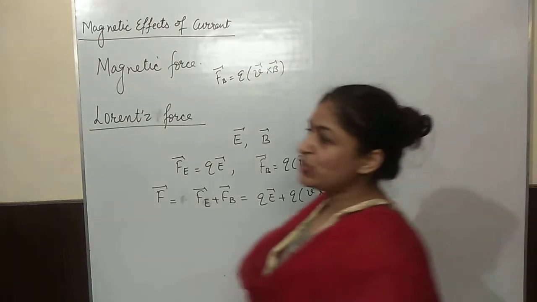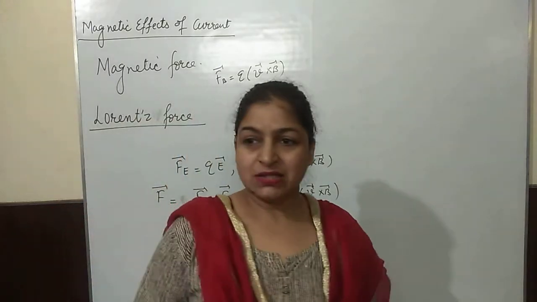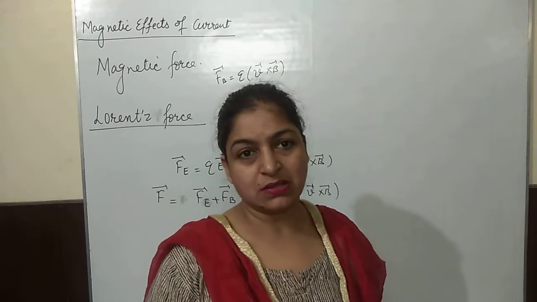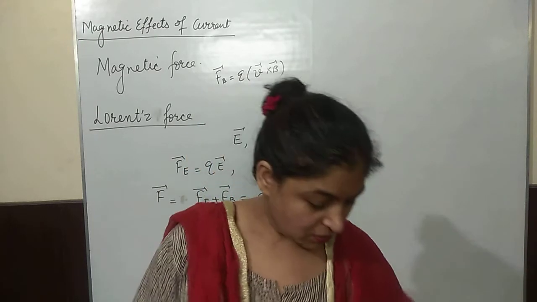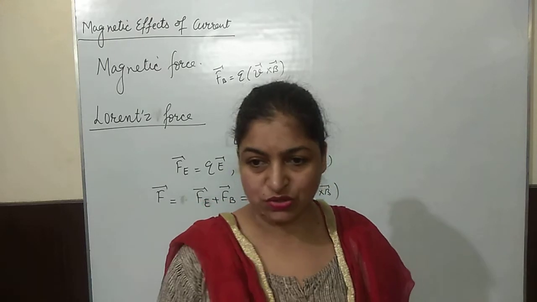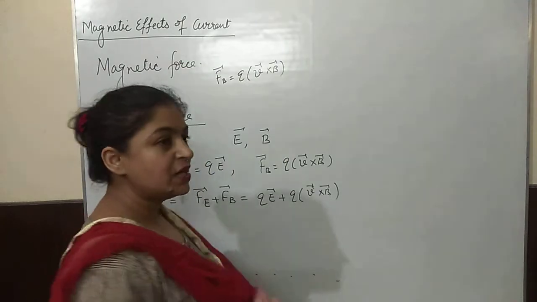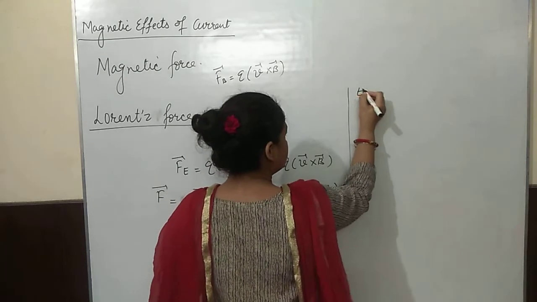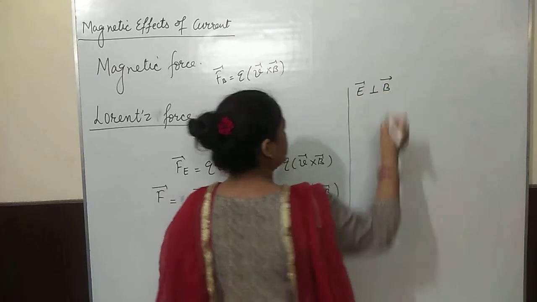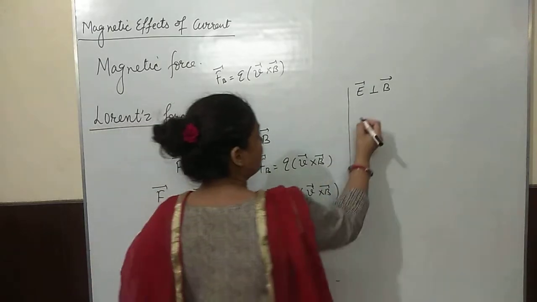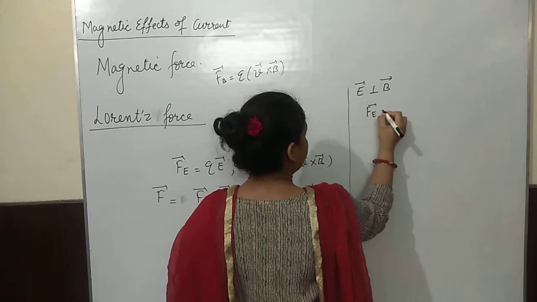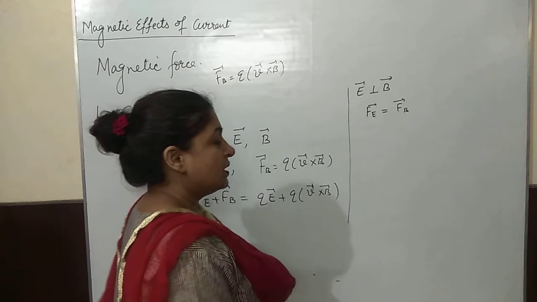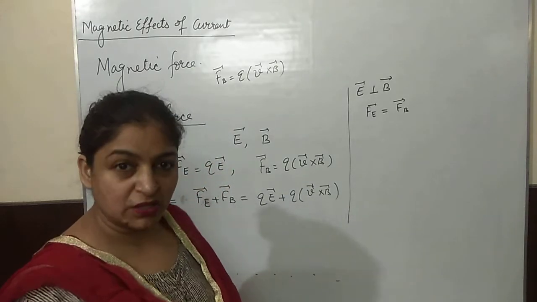Let us discuss a situation. If I say that the force due to the electric field and magnetic field on the charged particle is equal and opposite, or in other words, some other situation also, that the electric and magnetic fields are perpendicular to each other. Let us consider that the electric field is perpendicular to the magnetic field, and one more thing I am going to consider, the electric force is equal to the magnetic force.